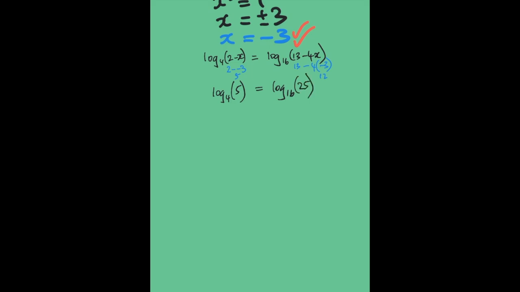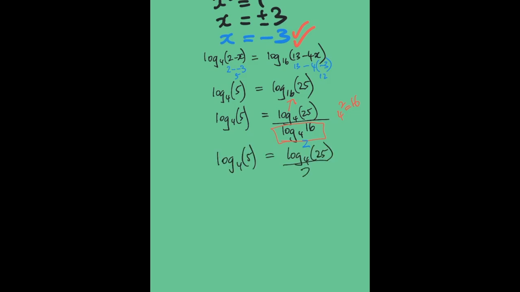Okay, well, let's change this base to 4 again and see what happens. So using the change of base rule, I'm going to find the log of the new base, and then the old base of base 4. And this is just the same as what we were working with before. We know that 4 squared is equal to 16, so all of this is equal to 2. So let's substitute that back in, all over 2.